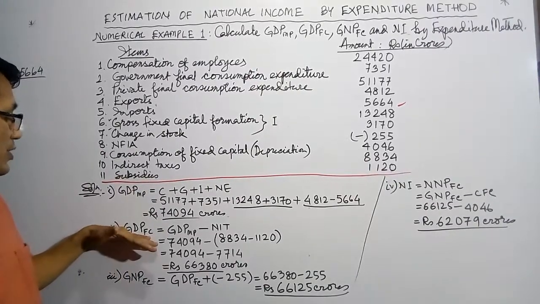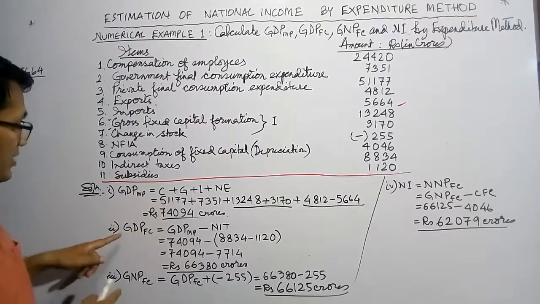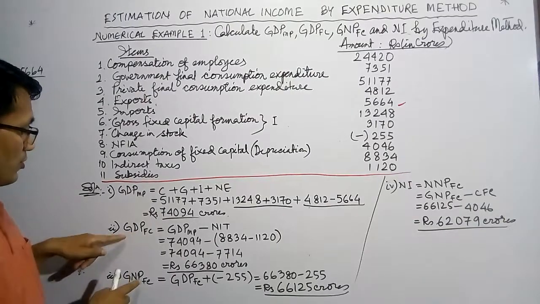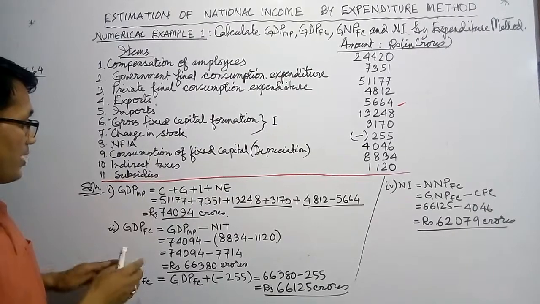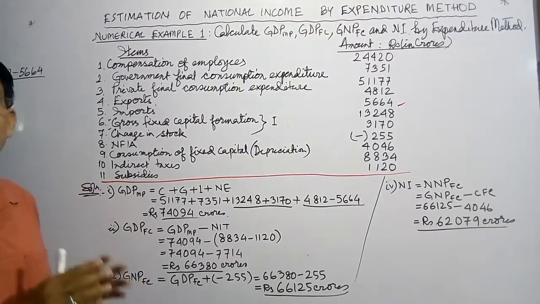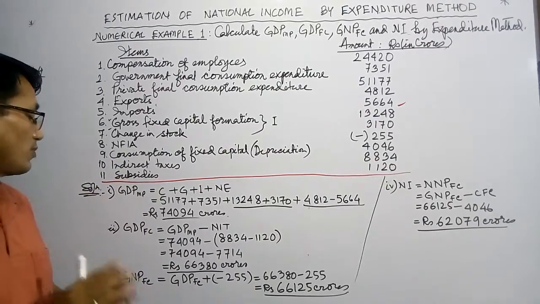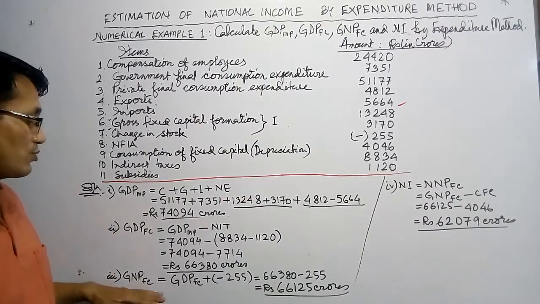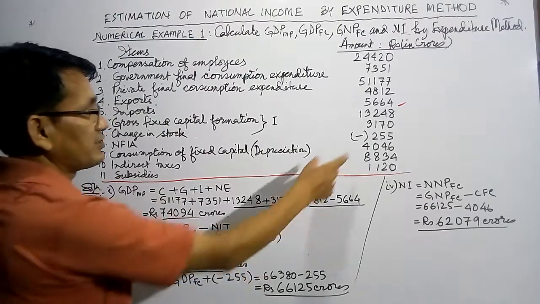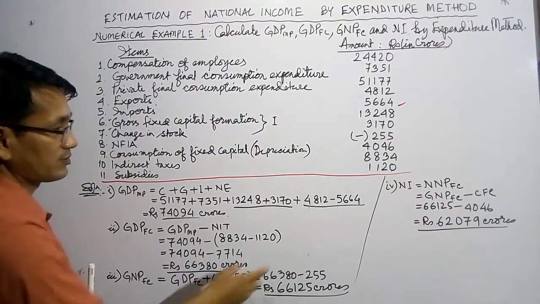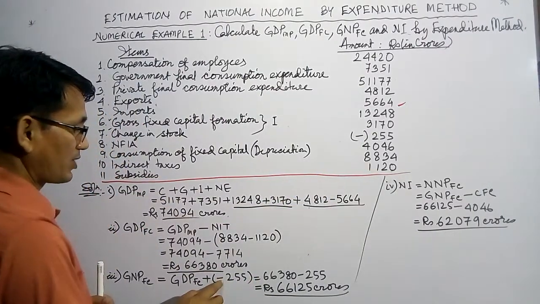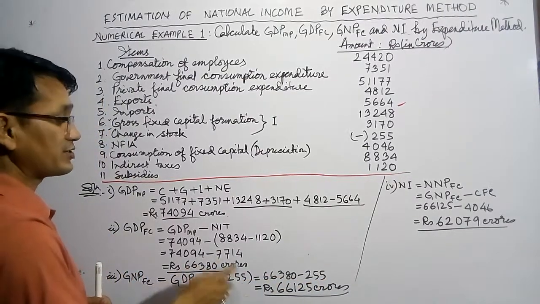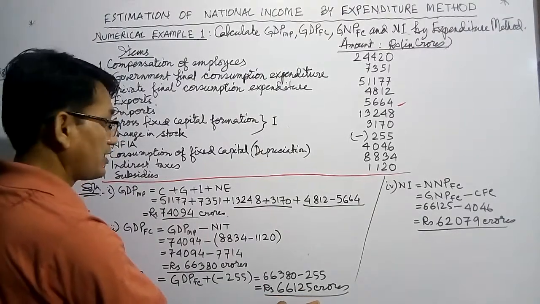Once GDP factor cost is given, we can find out GNP factor cost. What is the difference between D and N? National is greater than domestic, so we have to add net factor income from abroad to gross domestic product at factor cost. Then we get gross national product at factor cost. But this is given as minus, so GDPFC plus minus 255. By subtracting 255 from 66380, we get 66125 crore. This is GNP factor cost.